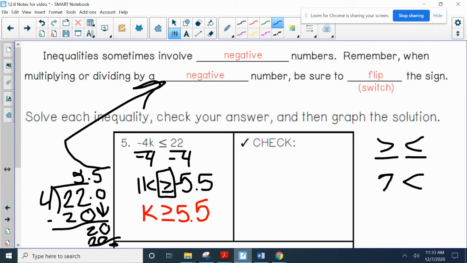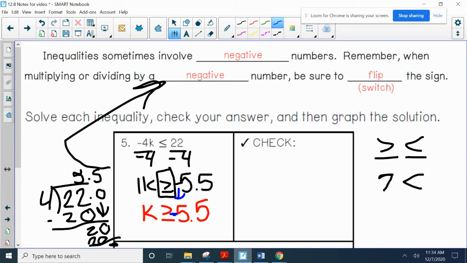All right, so let's check and make sure we did it right. So to see that when we flipped it, we're still going to get the right answer. We said that k had to be a number bigger than negative 5.5. It had to be a negative because we had a positive and a negative. Let's check it. What's a number bigger than negative 5.5? And remember, with negative numbers, the higher the number, the smaller the value. So like negative 7 is smaller than negative 5.5.